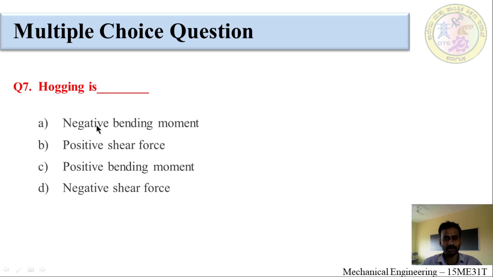Okay, you have to choose the correct answer which is filled in the blank. Now the question number 8, sagging is, again the options we have negative bending moment, positive shear force, positive bending moment, negative shear force. So you have to identify the correct answer and fill this blank.